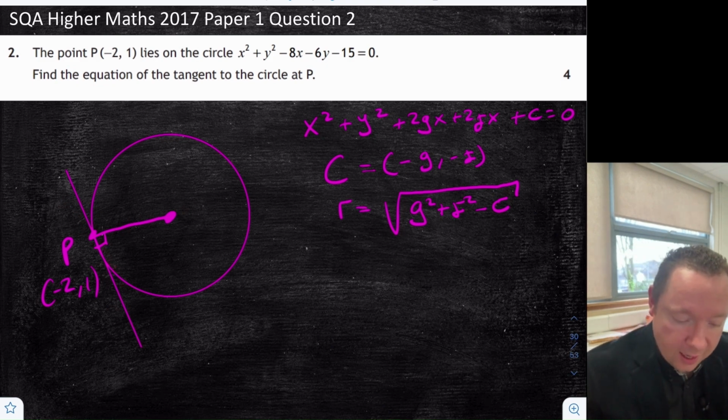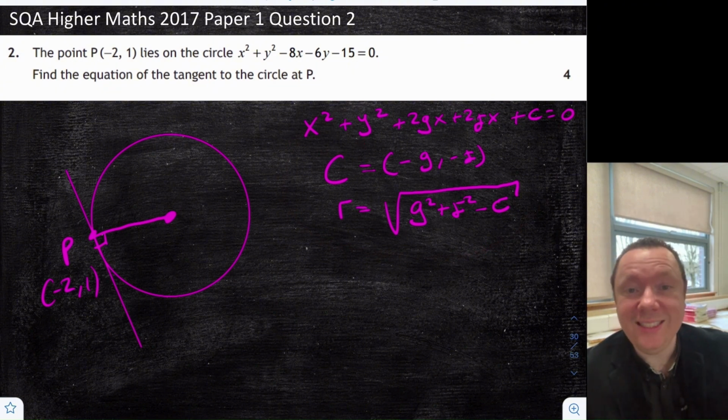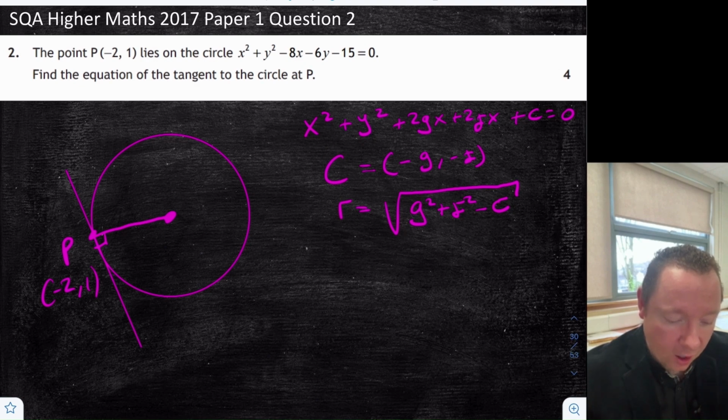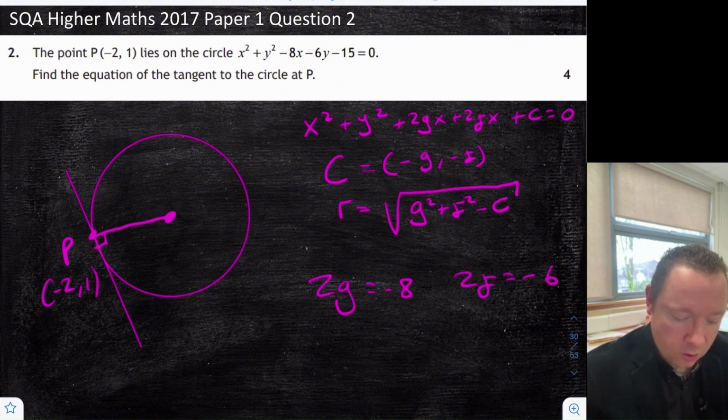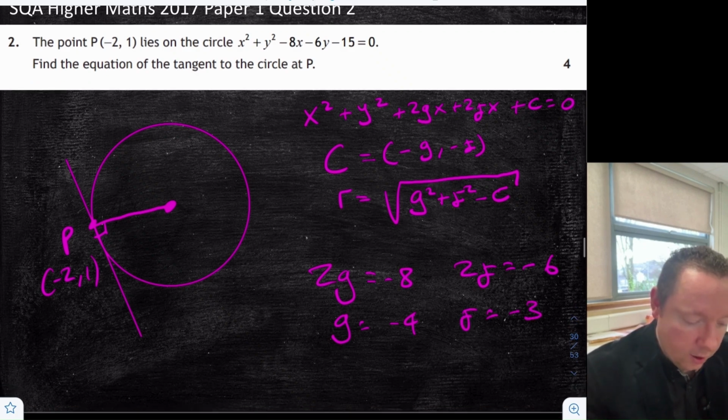Now, from the start of the exam paper, you're given this formula. x squared plus y squared plus 2gx plus 2fy plus c equals 0. And then the centre, that's the big C here, is minus g, minus f. And the radius is the square root of g squared plus f squared minus c, c being in here. So 2g is the number in front of x, so 2g is minus 8. And 2f is the number in front of y, which is minus 6. So g is minus 4 and f is minus 3. So our centre is 4, 3. Let's call that our centre.